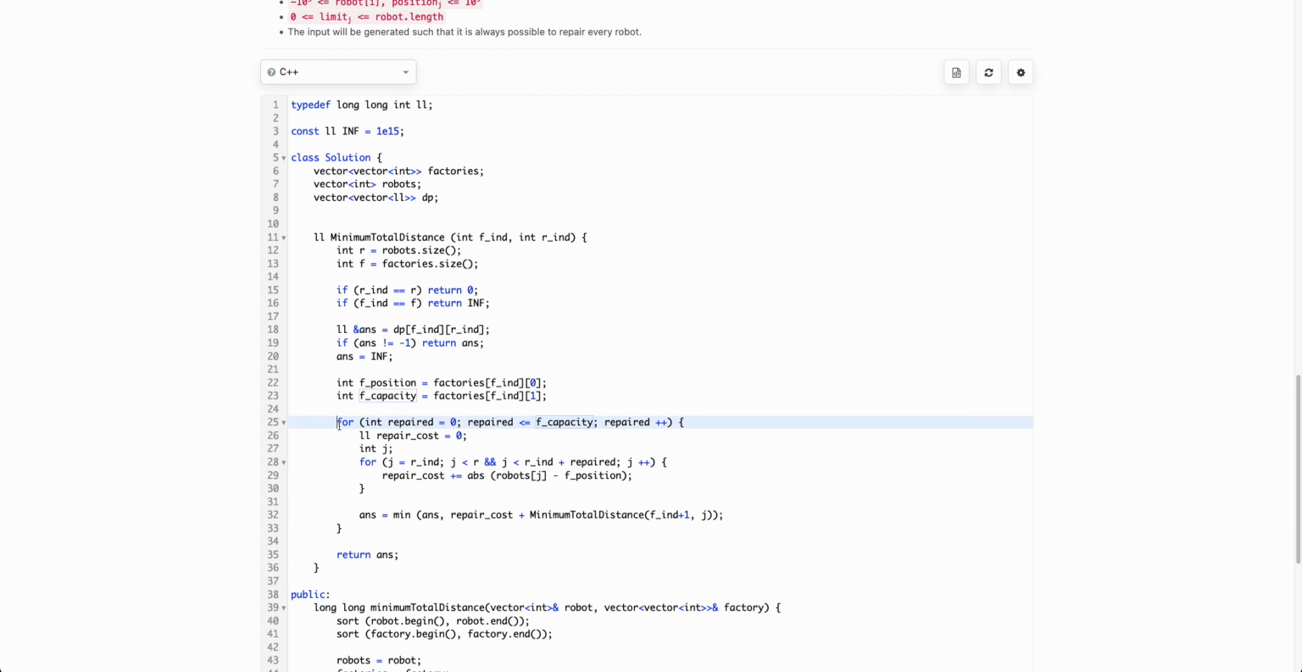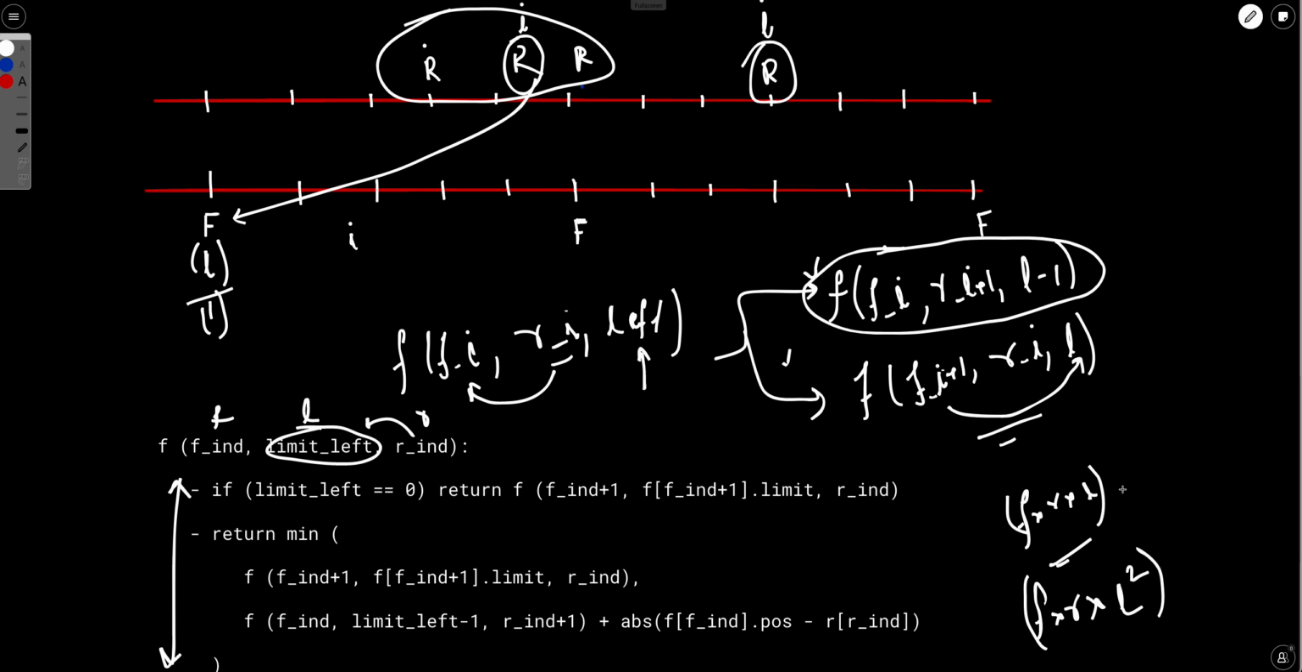Now I claim that you can also optimize this loop by doing some kind of pre-computation. I will give it to you as an exercise: try to do some kind of pre-calculation to optimize this inner loop. We don't need this inner loop at all. If you don't need the inner loop, this L square will also be L. So the final complexity is F into R into L. Okay, so hope you enjoyed the solution and learned something new.